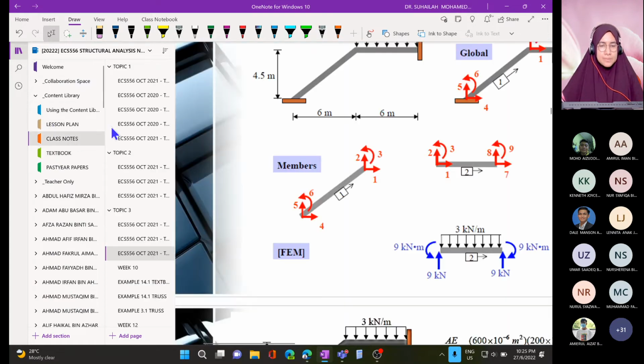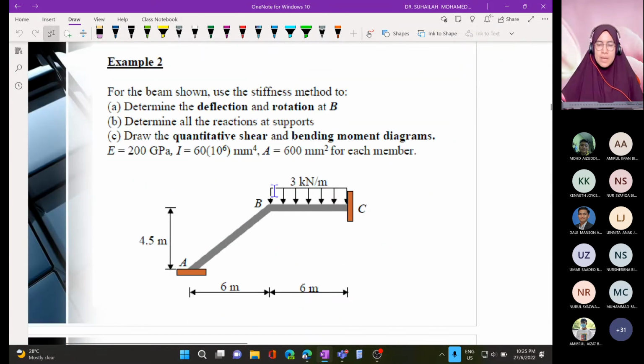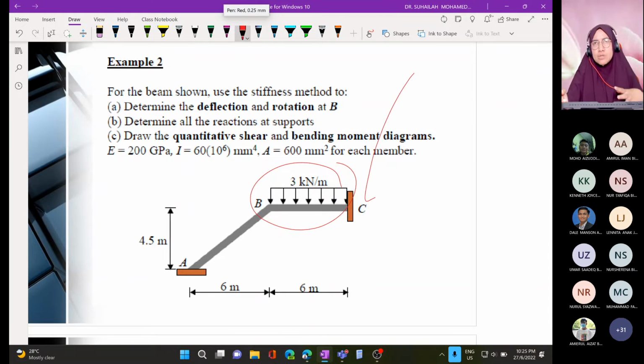Yang ni. Okay, the procedure will be the same, unless kat sini ada UDL ya. Sini ada UDL. And this UDL we better solve. Okay, nanti saya akan, okay yang ni.